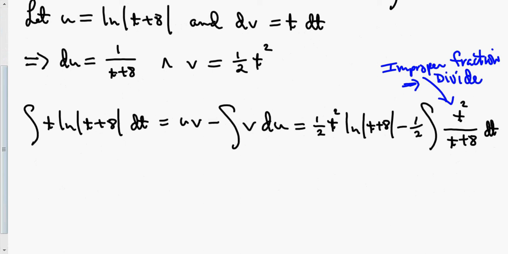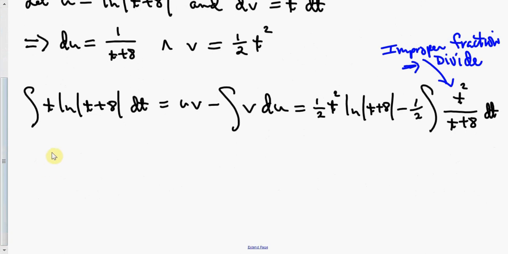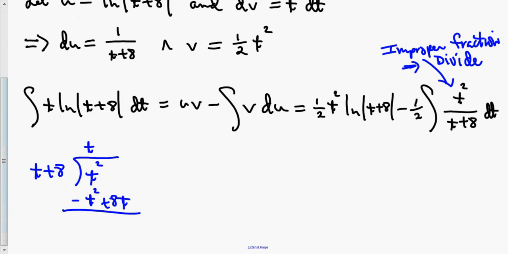So I'm going to keep that in blue. And so here I'm going to divide t plus 8 into t squared. Well, that's t, here this is t squared plus 8t. Draw our line and subtract. And so our remainder here is just 8t. And so what I have for that term is t minus 8t over t plus 8.